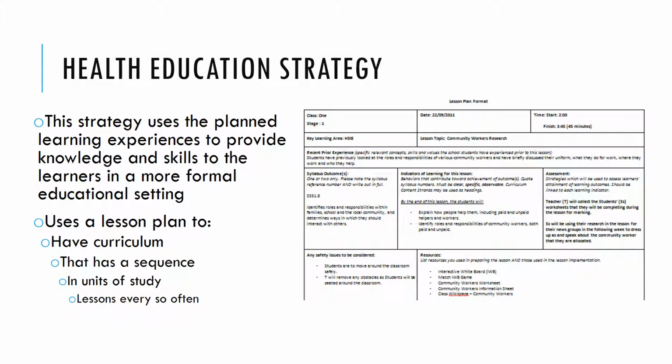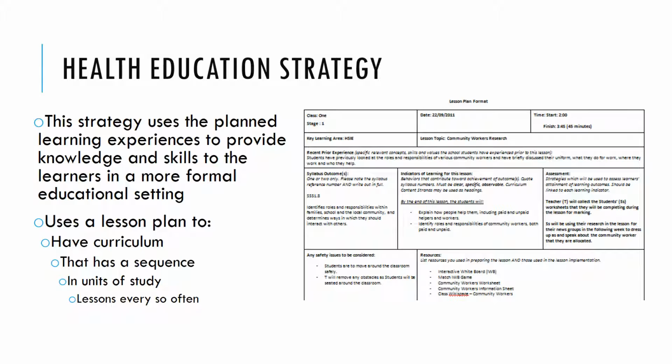The lesson plan is broken down into the curriculum, which would be what the lesson is about. Then, the curriculum is broken down into a sequence that will give the planner a schedule of when what will be taught. Then the sequence can be broken down into units of study, so what exactly will be taught during a certain time frame. Finally, the units of study will be broken down into lessons that are every so often.